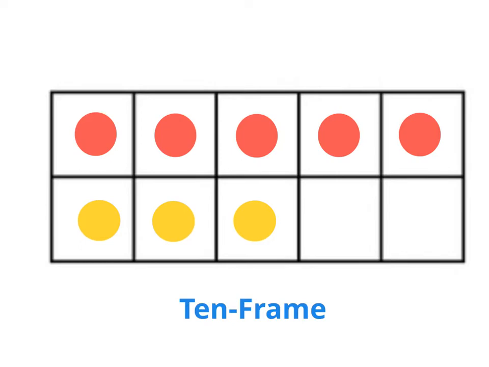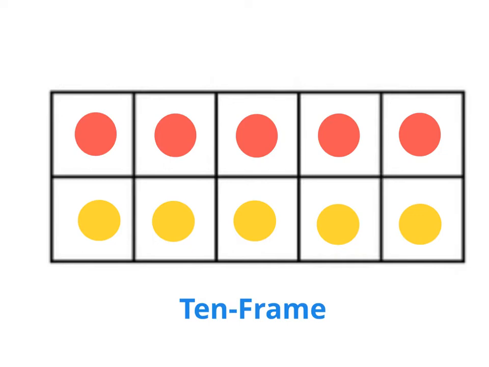How many counters are on the 10 frame now? Well, let's count together. Let's start with 5, 6, 7, 8. There are 8 counters on the 10 frame now. How many counters are on the 10 frame now? Remember, we don't need to count one by one. There are 9 counters on the 10 frame now. Let's count together. 5, 6, 7, 8, 9.